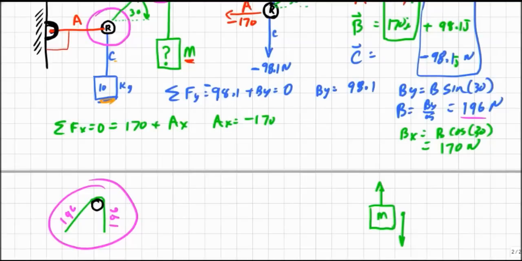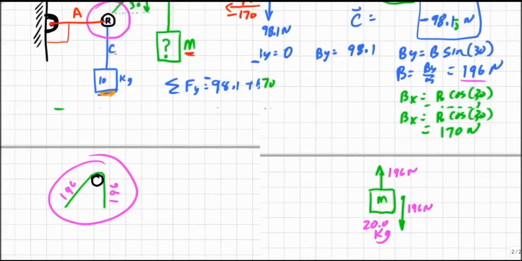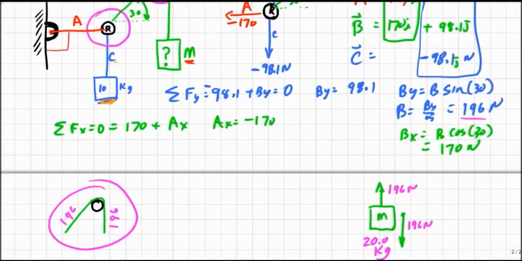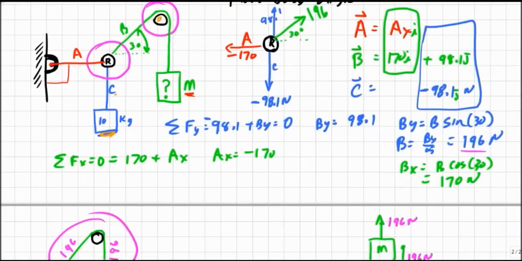If I look at a free body diagram of my mass, I have 196 newtons force in the cable. So obviously, for the sum of forces to be equal to 0, I need 196 newtons from gravity. Dividing that through by the 9.81, I get my mass is equal to 20.0 kilograms. And now I've solved my equations. I've found all the forces, all the tensions in all the cables. I found out what mass is required to keep that in equilibrium given that geometry.